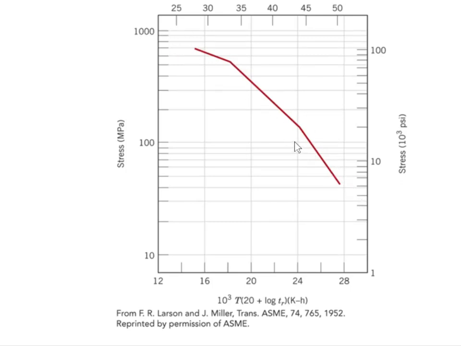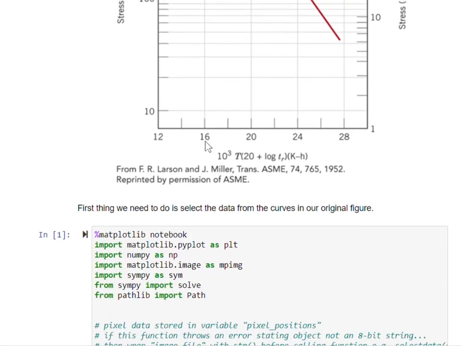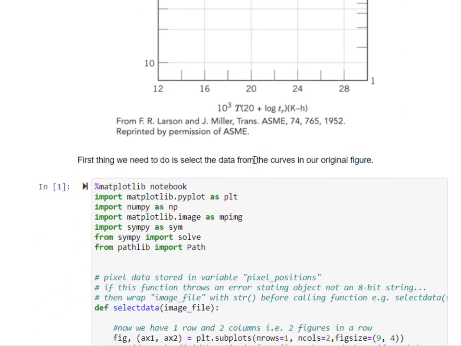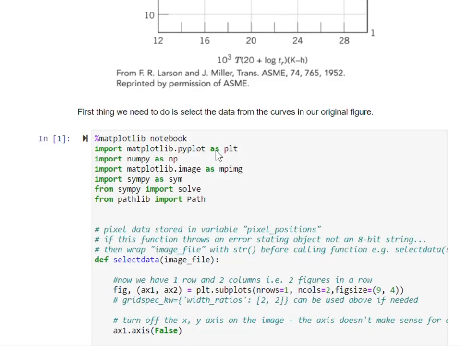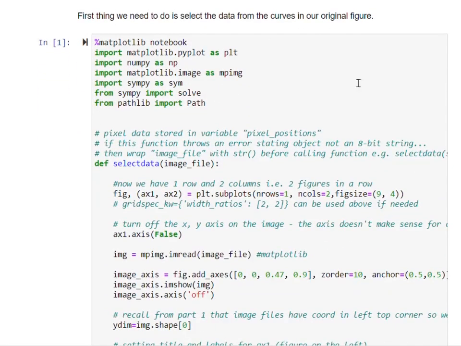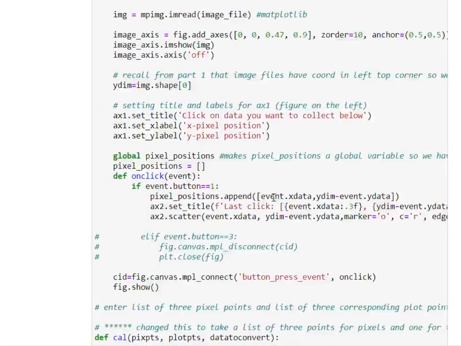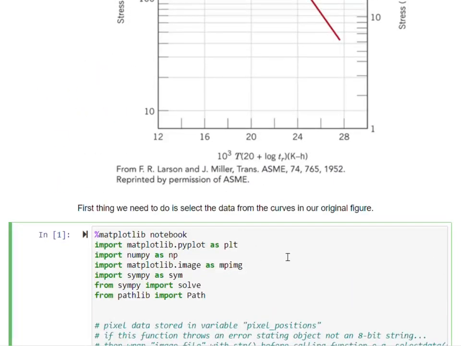And so we'd like to go ahead and check and see if that's really the case. And then let's see if we can come up with a fitting routine that will allow us to collapse a different set of data where this value isn't necessarily 20. All right, that's our Larsen-Miller curve. And I'll also do a quick problem at the end, showing you again how we used this to calculate lifetimes. So the first thing we're going to do is use our select data and cal functions. So I'm going to go ahead and run this.